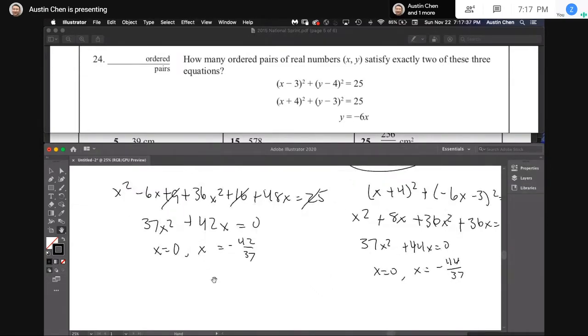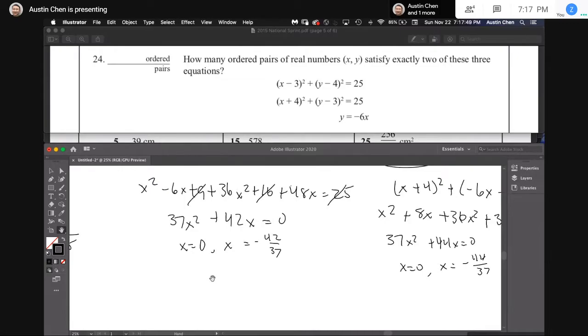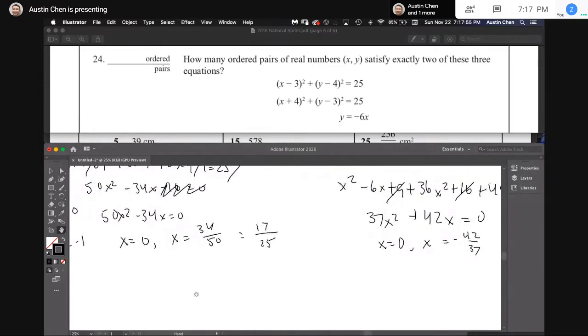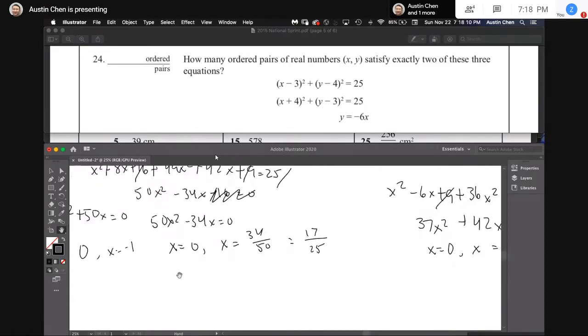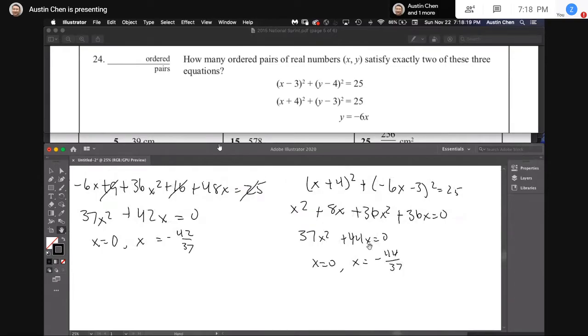Did you count zero? We don't count zero at all, because it's exactly two of these equations. Zero shows up in all of them, right? So it satisfies all three equations, so you don't want to count zero at all. I accidentally counted zero. So you have to be careful on that. So then you just have one solution for every pair: negative 1, negative 42/37, and negative 44/37. So then you just have three.